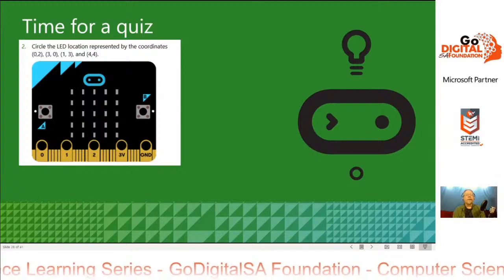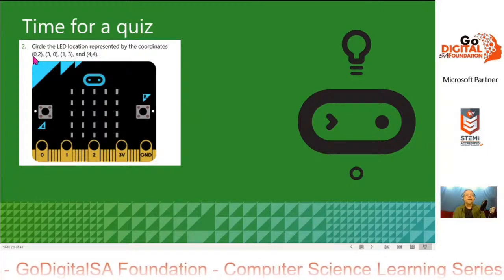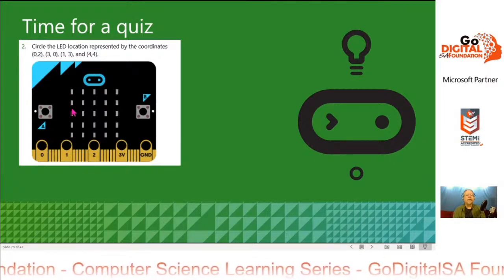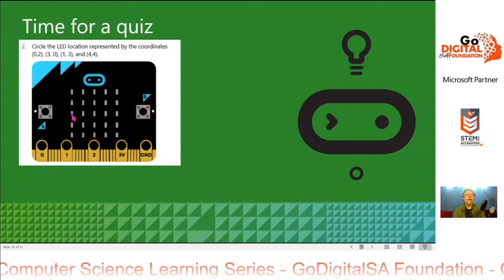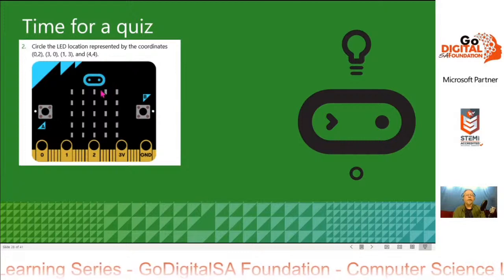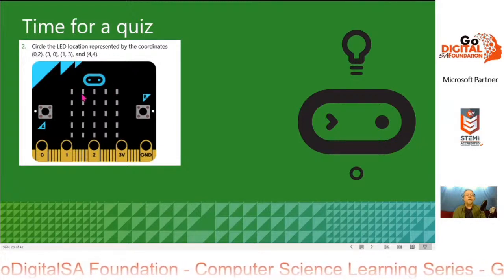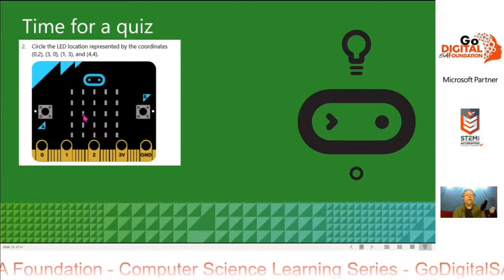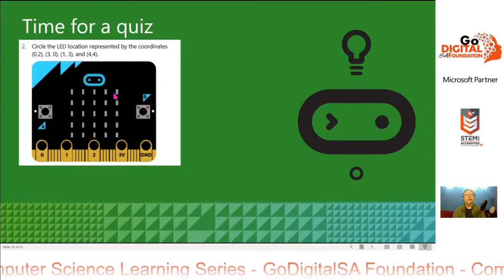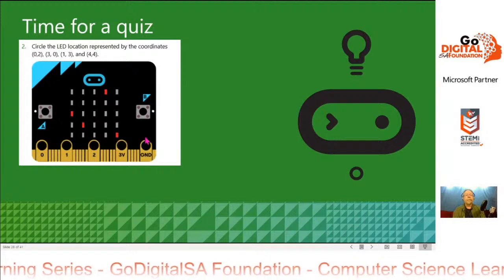Okay, we want to mark the LED location represented by these coordinates. So you've got 0, 2. So that's 0, 1, 2. This one, 3, 0. So 0, 1, 2, 3. 3, 0 is here. 1, 3. So 0, 1. And 0, 1, 2, 3. So that's this one. And 4, 4. So it's 0, 1, 2, 3, 4. 0, 1, 2, 3, 4. Okay, like that.